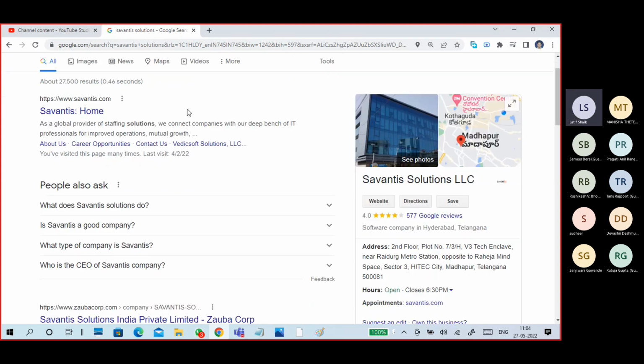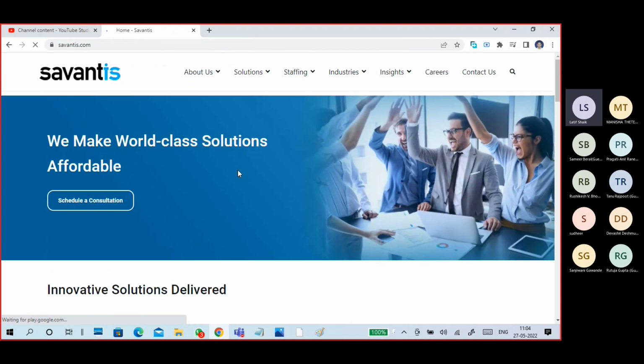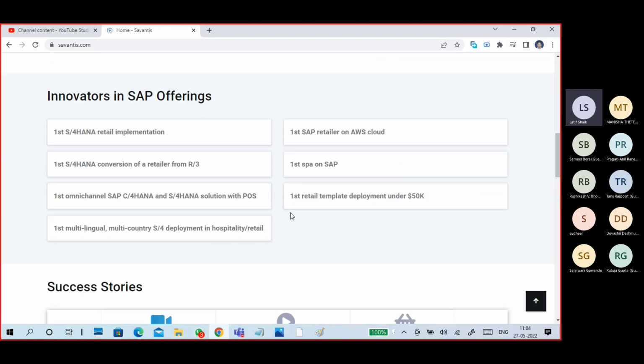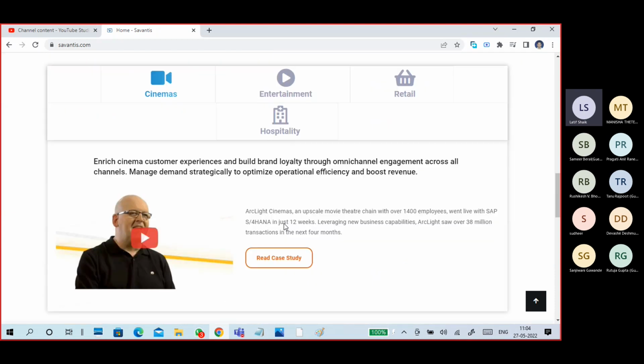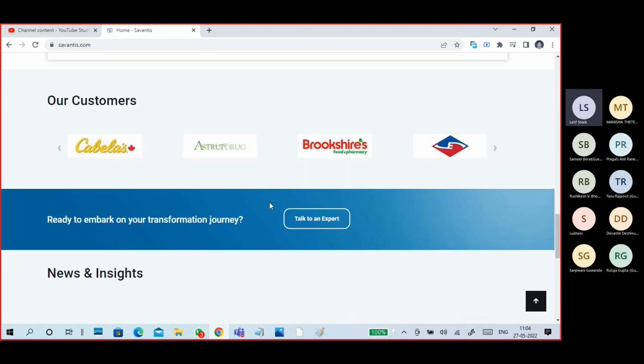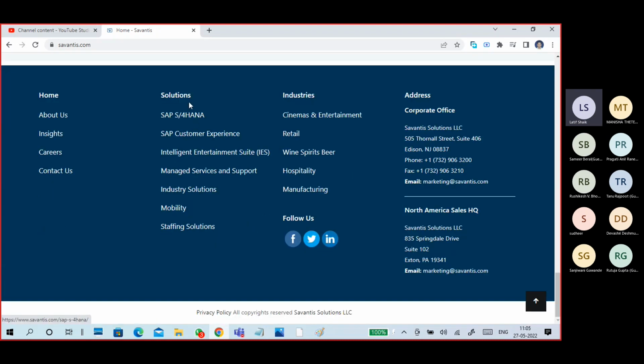Okay, so this is our organization. We can see what services we are providing: business solutions, staffing solutions, industry solutions. The mainly important business is based on SAP. Okay, different clients, these are the solutions and these are the industries.